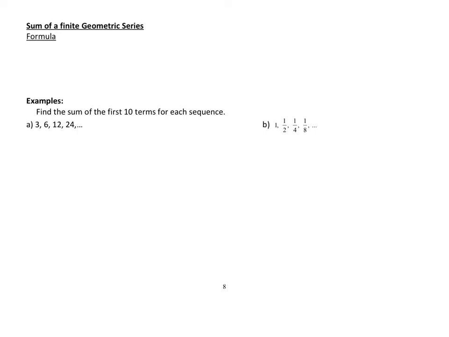So here we are going to look at how to find the sum of a finite geometric series. A finite geometric series is the one which has a definite number of terms. So the formula we are going to use is the sum of n terms, which is given by a, the first term, multiplied by 1 minus r raised to n, divided by 1 minus r. So that's the formula to use. So let's do some examples here.